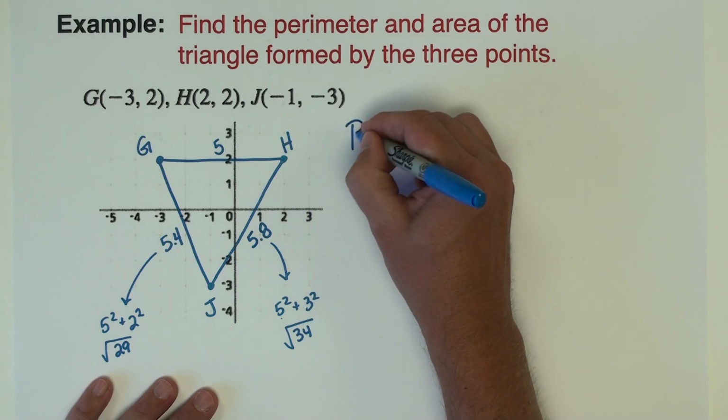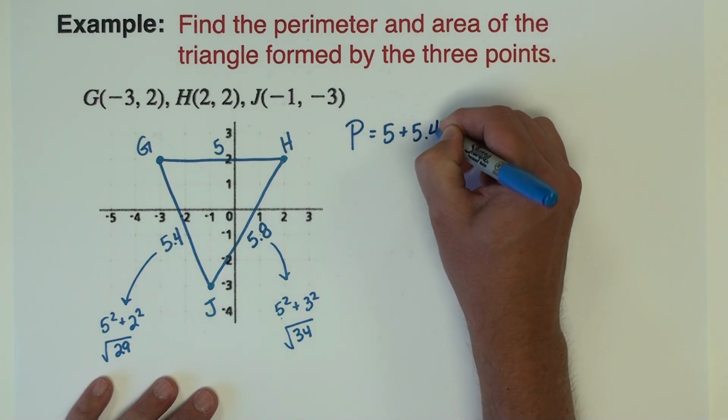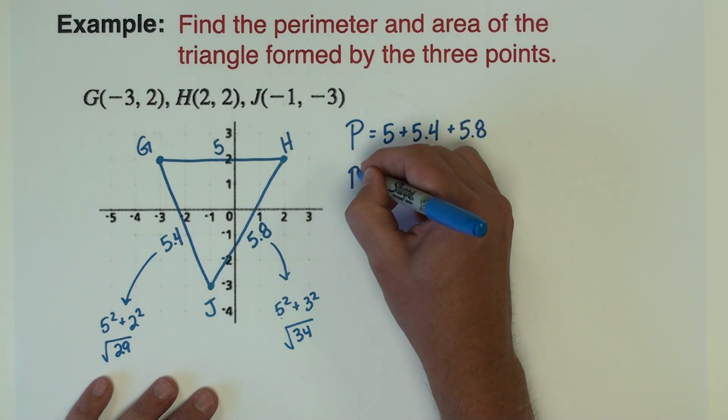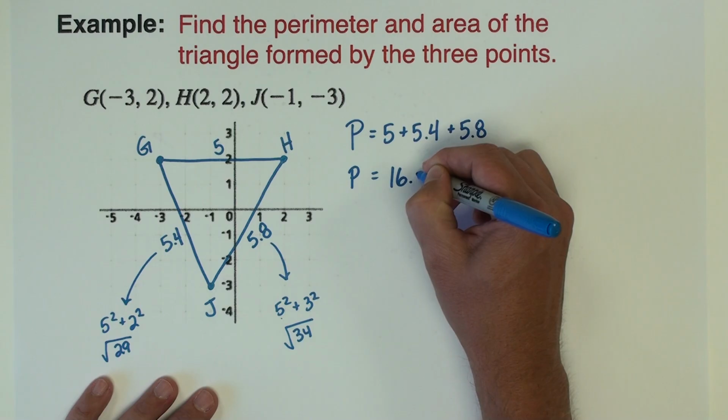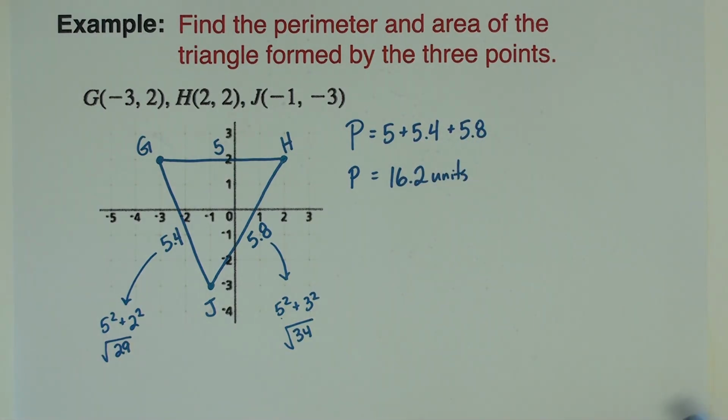So the perimeter then is going to be 5 plus 5.4 plus 5.8. So I get 16.2 units. Now to find the area.